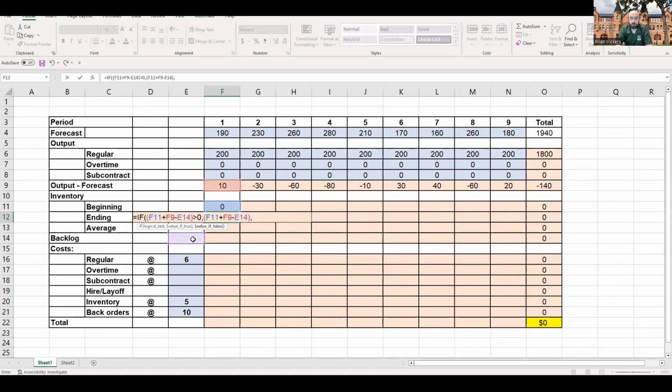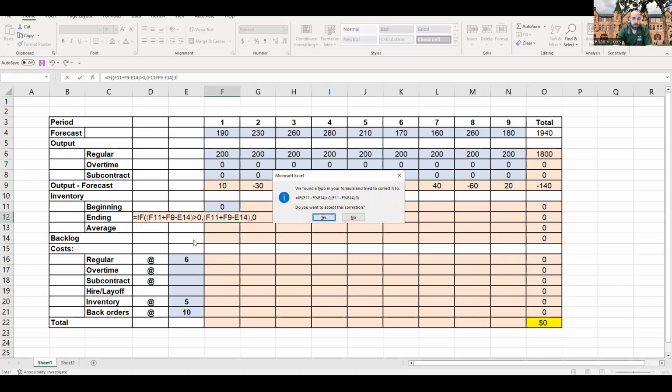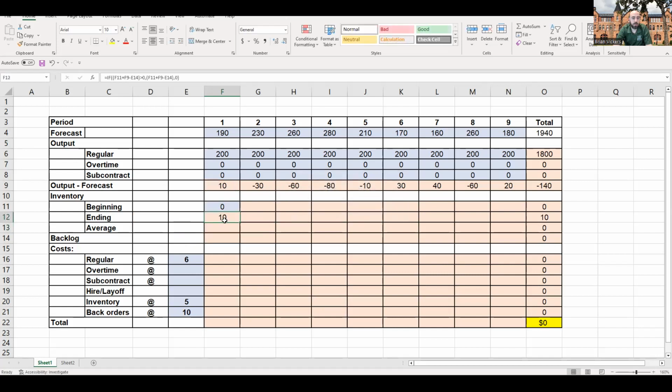Otherwise, show me a 0. Okay. Nope, I need to close my second parentheses. Yes. So ending inventory is 10. I ended with 10 extra units of production. I'm going to begin the period with 0. 10 and 0 is 10. Great. What does that average out to? Equals average of these two.